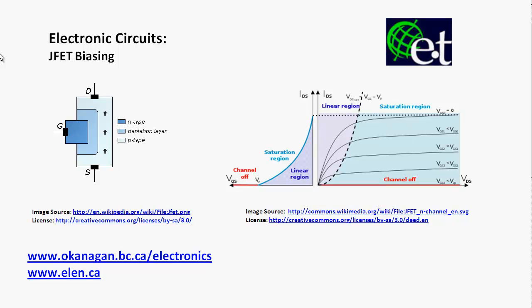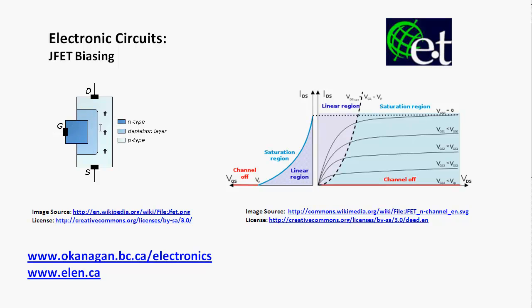In this video, I'm going to explain to you a little bit about JFET biasing. And we see here, we have a JFET device. This is an N-channel JFET device. We've got our three terminals, the gate, source, and drain. And the voltage between the gate and the source is going to control the size of this depletion layer here.